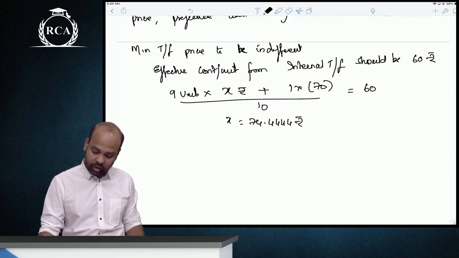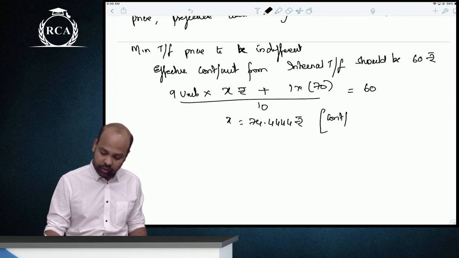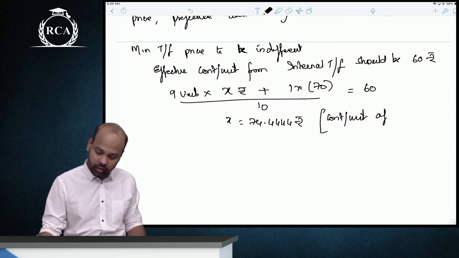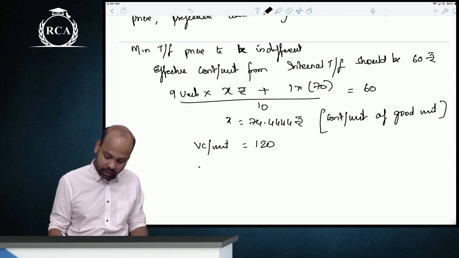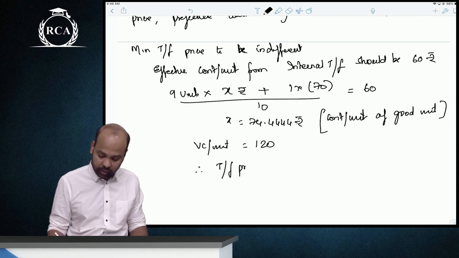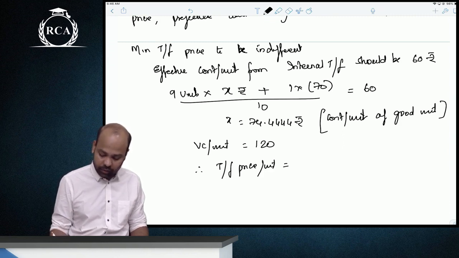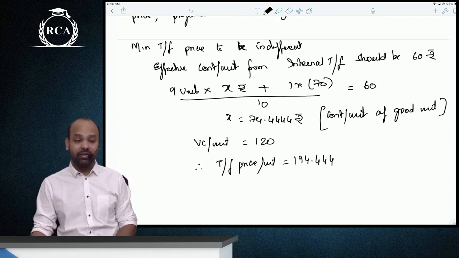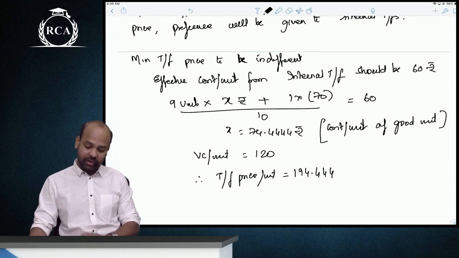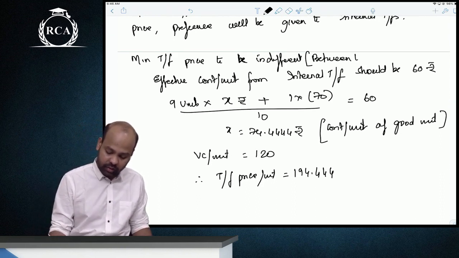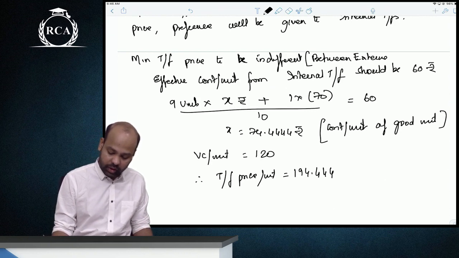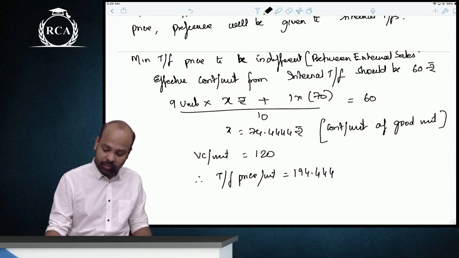This should be the contribution per unit from good units. We all know guys, variable cost per unit is 120. Therefore, your transfer price per unit should be 194.444. At 194, this is the minimum transfer price guys, at which he will be indifferent between external sales and internal transfers, so that even your internal transfers are giving you the same amount.